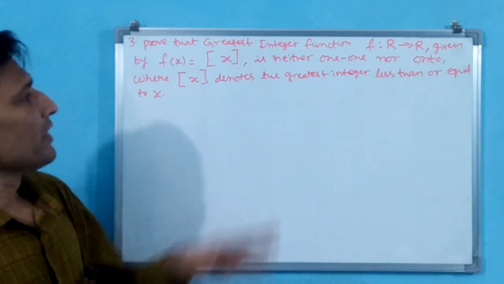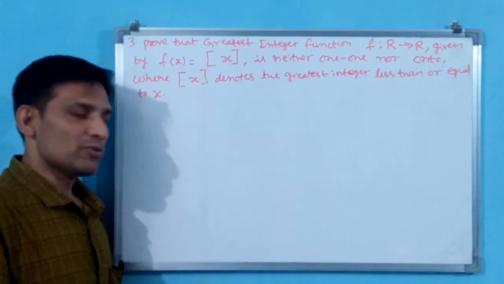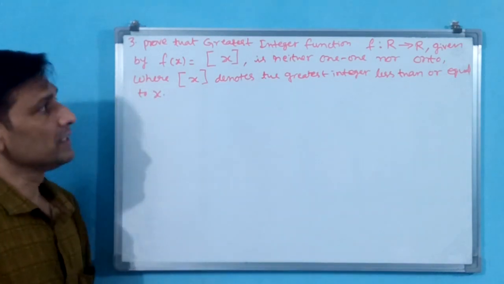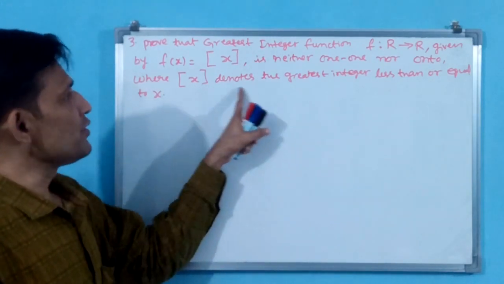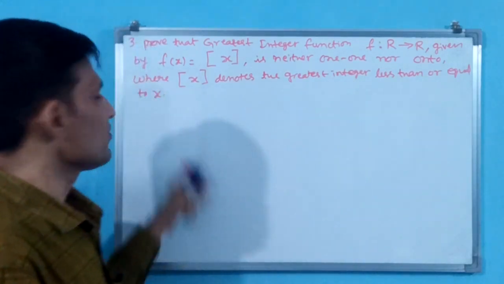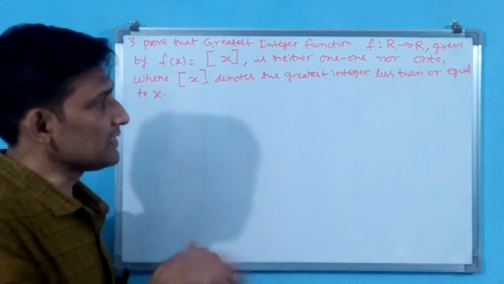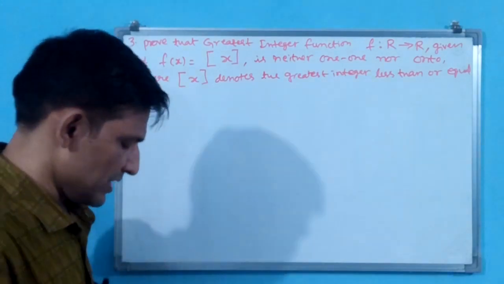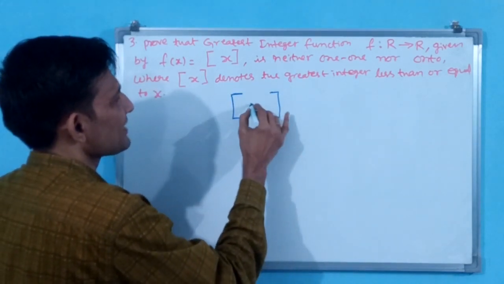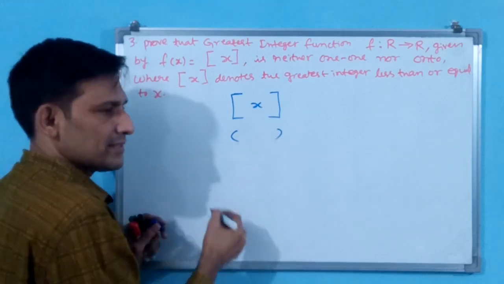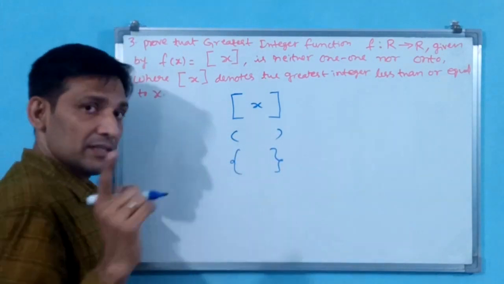This function is neither one-one nor onto. That means it is not injective and not surjective, like we have to show. He has given another line where the bracket x denotes the greatest integer less than or equal to x. Now see, just 1 minute I will explain about the greatest integer function, then we go for the original problem. The greatest integer function notation is like this. These are called brackets actually. These are parentheses. These are braces. I have already explained this in sets in class 11, I think.